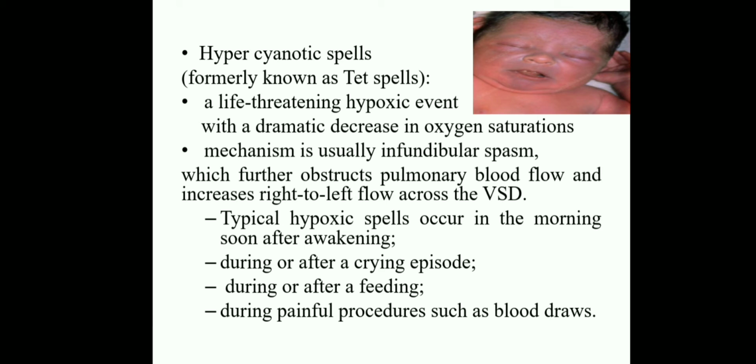Look at that image. The child is having cyanotic spells over the face and extremities. A life-threatening hypoxic event with a dramatic decrease in oxygen saturation. The mechanism is usually infundibular spasm. These are the conditions mostly seen in the hypercyanotic spells of tetralogy of Fallot only. Here the mechanism is usually infundibular spasm with further obstruction of pulmonary blood flow and increased right to left flow across the VSD.